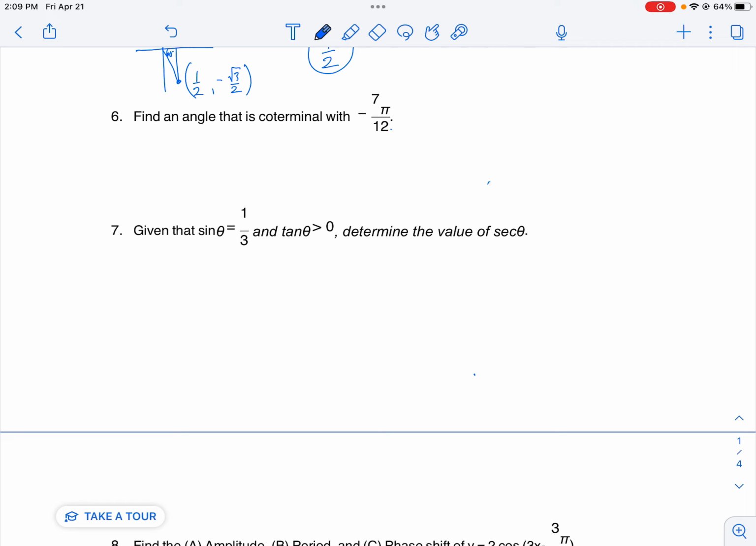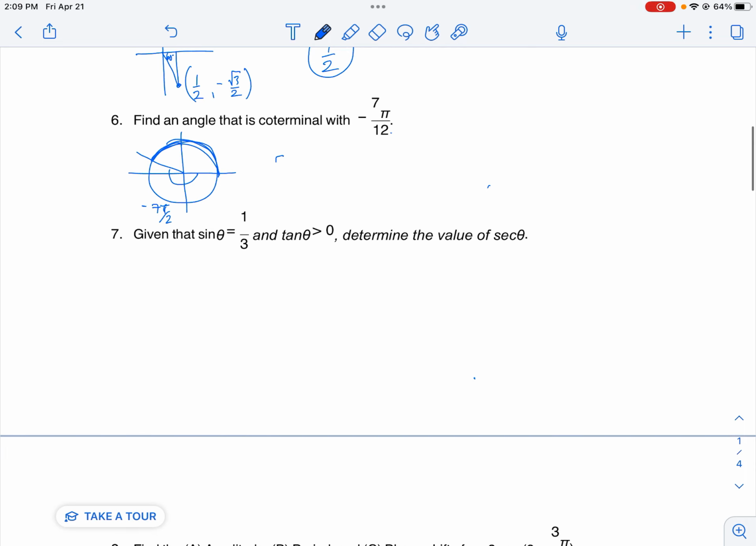I'm starting at number 6, where you are asked to find an angle that is coterminal with negative 7 pi over 12. Well, I'm in the unit circle, and I'm thinking about where negative 7 pi over 12 would be. That would be just a little bit more than halfway around the circle. And so if that is negative 7 pi over 12, then does it make sense that this rotation has got to be the remaining part of the circle? So that's got to be 5 pi over 12.